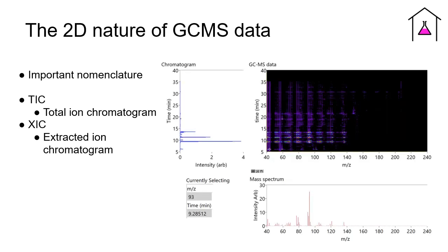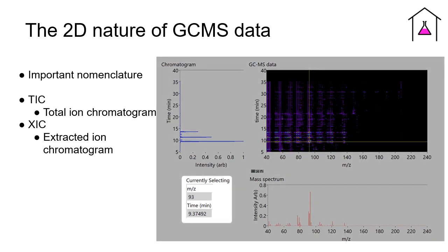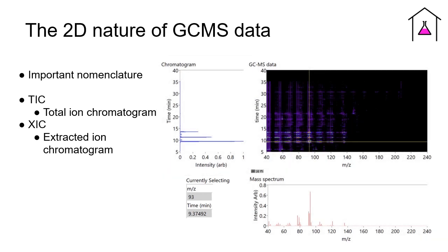I've set this program up so that as I move the cursor, it grabs two slices out of the GCMS data. I've moved the cursor through the two-dimensional dataset to sit at the coordinates of mass to charge 93 and retention time 9.37 minutes. So with the cursor in this position, the chromatogram now shows how the intensity for the ion mass to charge 93 varied throughout the chromatographic run and ignores all the other ions. And as we've extracted just that single ion out of all the data, this is known as an extracted ion chromatogram.